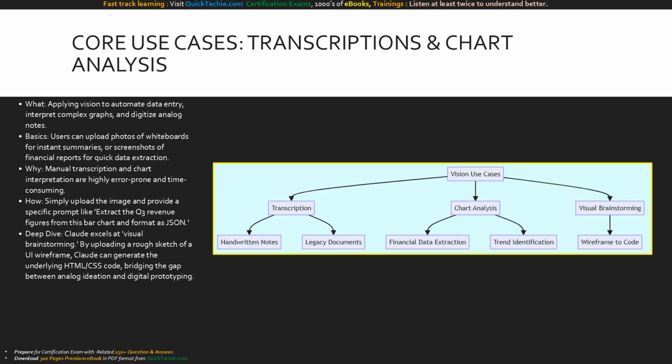This diagram maps out our core use cases. From the central vision node, we branch into transcription for digitizing handwritten notes and legacy documents. We branch into chart analysis for extracting financial data and identifying trends. Finally, we branch into visual brainstorming, which empowers us to go straight from a low-fidelity wireframe sketch to deployable code.